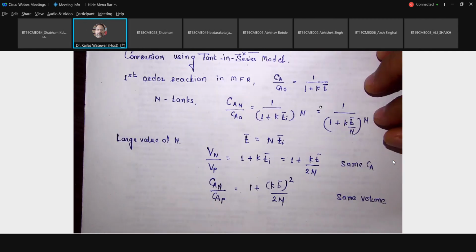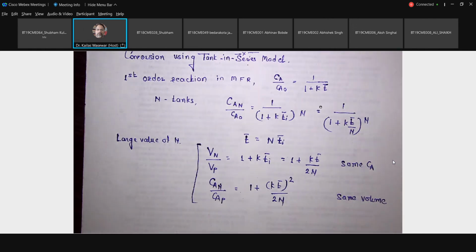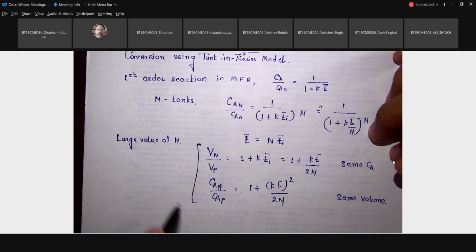So these equations you might have derived in your CRE1. If you are not remembering, you can just do it. So for first order tanks in series, it is very easy.